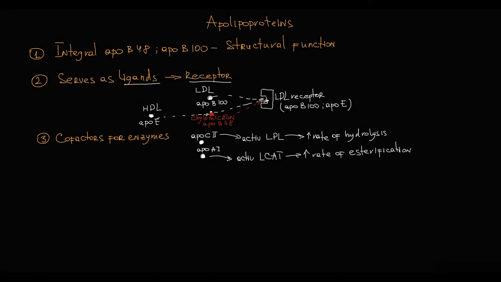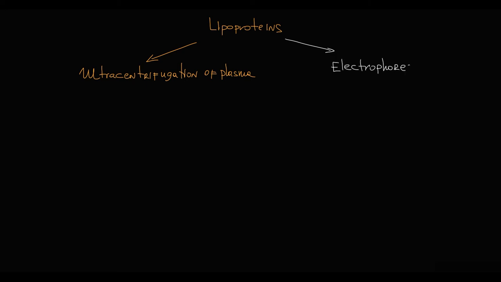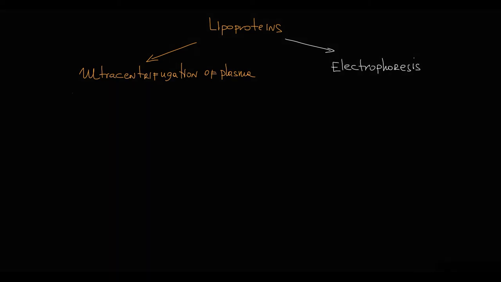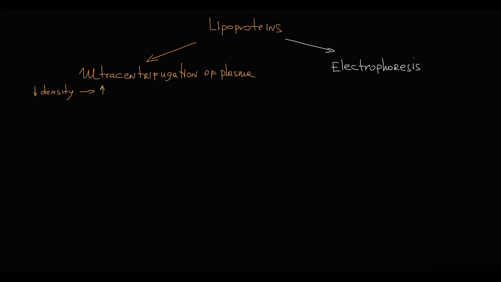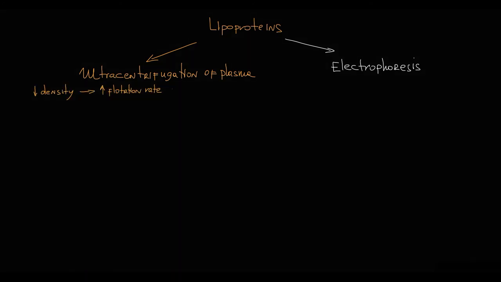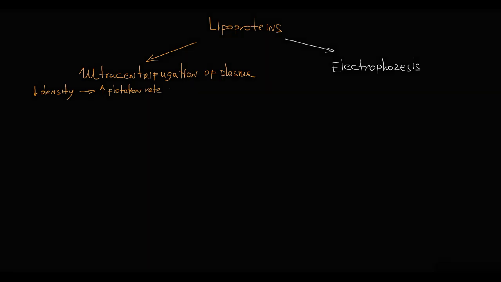But also some apolipoproteins serve as enzyme inhibitors. For example, ApoA2 and ApoC3 are inhibitors of lipoprotein lipase. Now, a very important concept. Lipoproteins can be separated into classes by ultracentrifugation of plasma or by electrophoresis. The major concept of ultracentrifugation of plasma is that particles that have the lowest density have the highest flotation rate. So after centrifugation, they will be located on top.